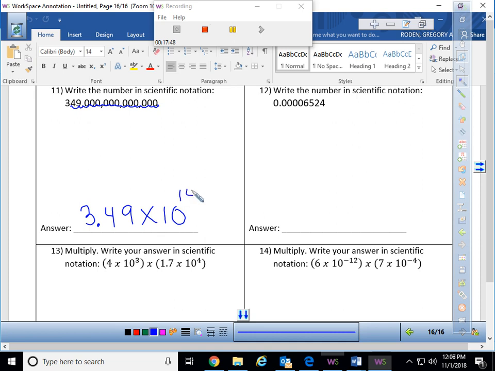Since it's a really big number, and whenever you scoop-de-loop to the left when you're changing to scientific notation, it's going to be a positive exponent. So there are two ways to look at this. You can think of it as a really big number gets a positive exponent, or when you move to the left, you get a positive exponent when you're changing into scientific notation.